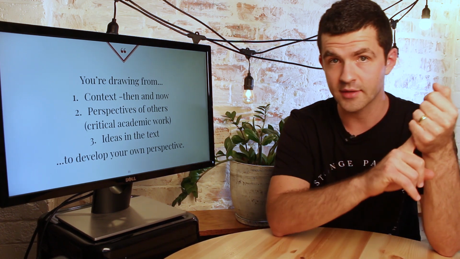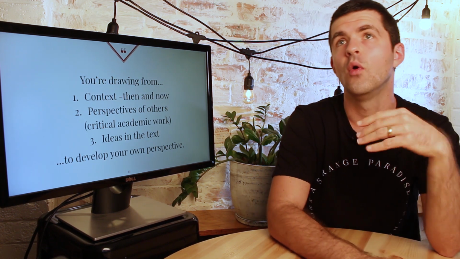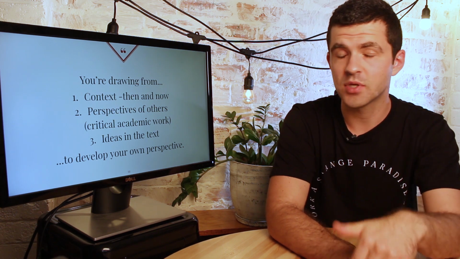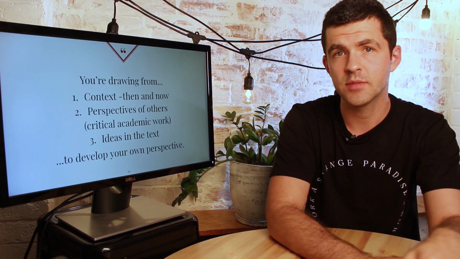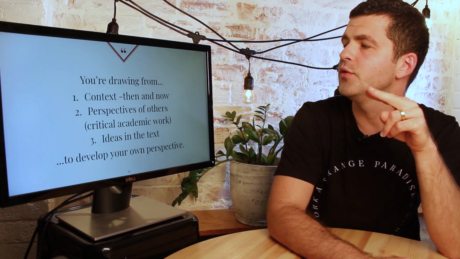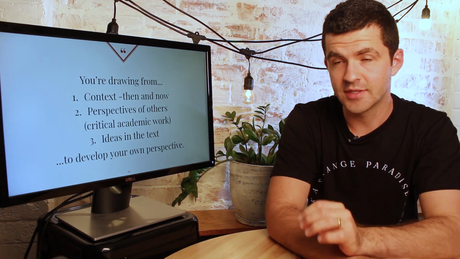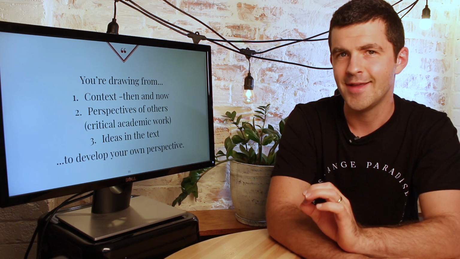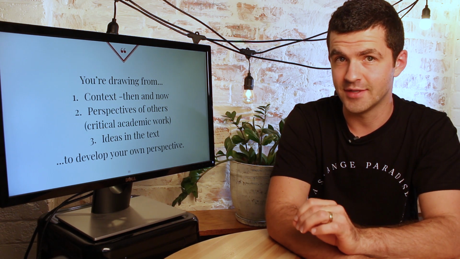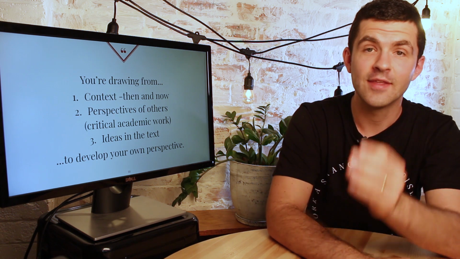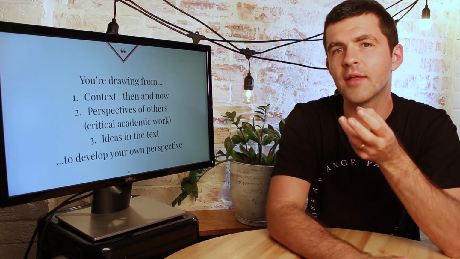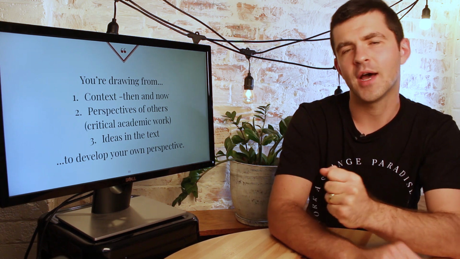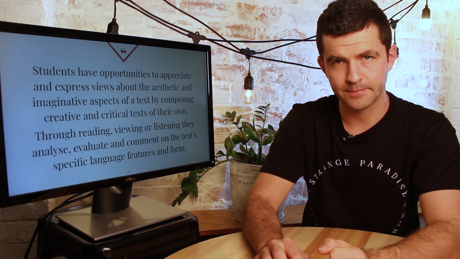So you're drawing from context, then and now. So when the text was created, and now, and potentially other periods of time where it's been interpreted, depending on how long it's been around, to the perspectives of others. So this is, again, that critical academic work. It's been mentioned a few times now. Do you think it might be an important part of this unit? And then the ideas in the text, and you're putting all those together to develop your own perspective and your own informed understanding of what that is.